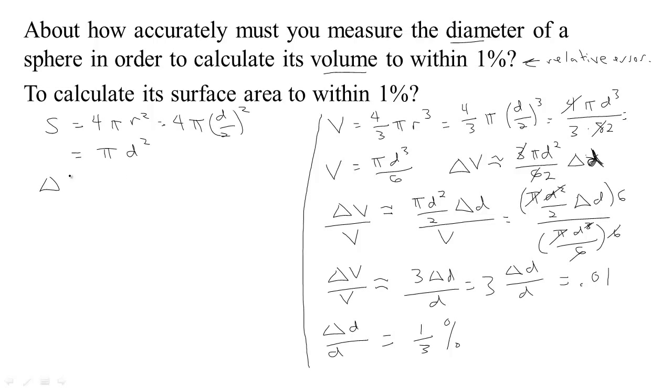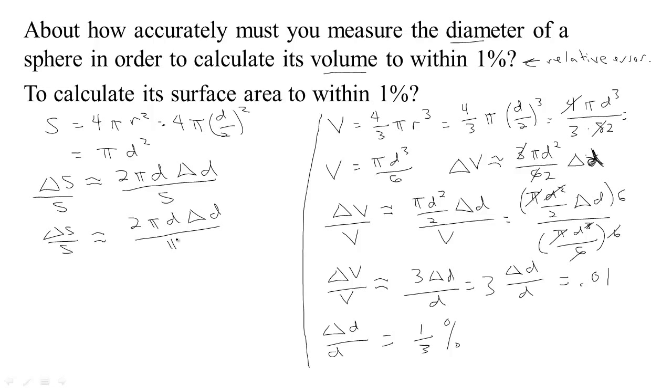From the differential approximation, the change in the output of our calculation is going to be the slope, which is 2 pi d, times the change in our input, at least approximately. Now if we're interested in the relative error, we want to take those absolute errors and divide them by the actual amount of the thing that we're calculating. So we have the error in surface area over the actual surface area. We can calculate the surface area from pi d squared. So we have 2 pi d delta d all over pi d squared.